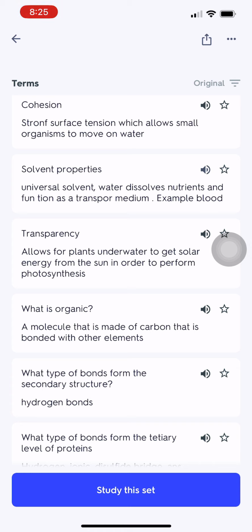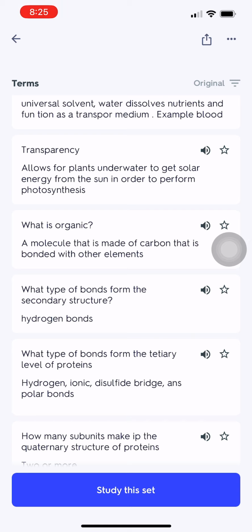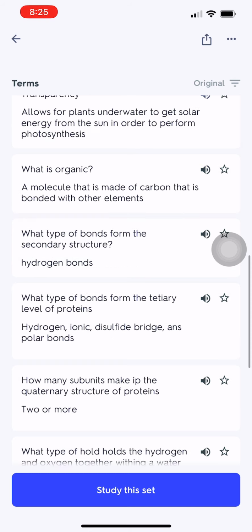Solvent properties, universal solvent, water dissolves nutrients and functions as a transfer medium. Example: blood. Transparency allows for plants underwater to get solar energy from the sun in order to perform photosynthesis.